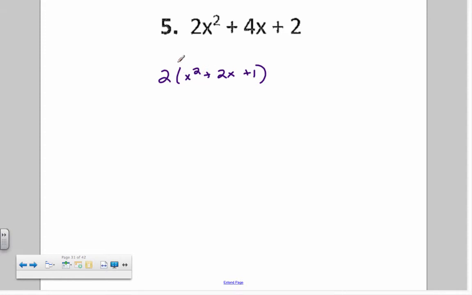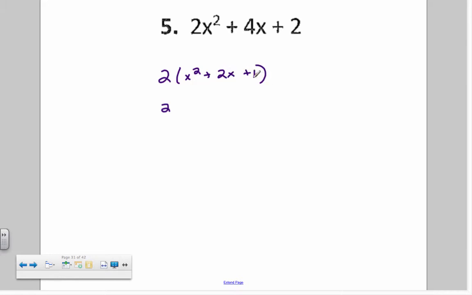Now that I have my two factors, 2 and x squared plus 2x plus 1, I'm going to check x squared plus 2x plus 1 to see if I can factor that. Now this is a trinomial, so I'm going to double check. Do I have two numbers that multiply to c and add to b?